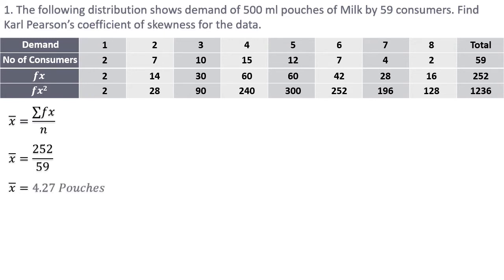Now we start with mean, which is summation fx upon n, which is 252 upon 59, that is 4.27 pouches of milk. So the average demand of the pouches of milk is 4.27.